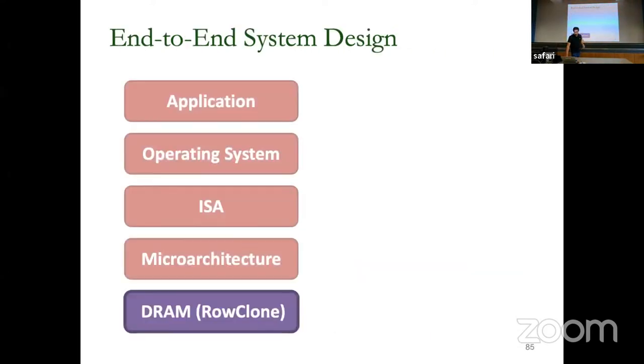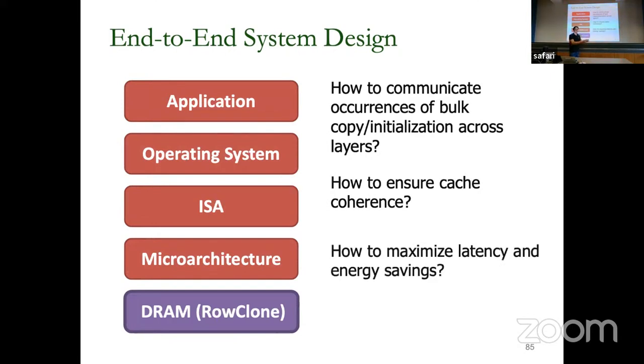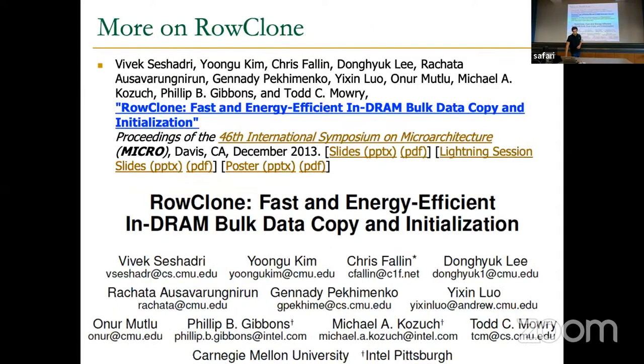The paper also covers the end-to-end system design: application, operating system, ISA, microarchitecture, and DRAM itself, where everything happens. All these end-to-end design considerations are studied in the paper: how to communicate occurrences of bulk copy and initialization across the layers, how to ensure cache coherence, because maybe some of the data is residing in the caches and might need to be flushed in order to perform the operation on the memory side, how to maximize latency and energy savings, and how to handle data reuse. And this is the paper.